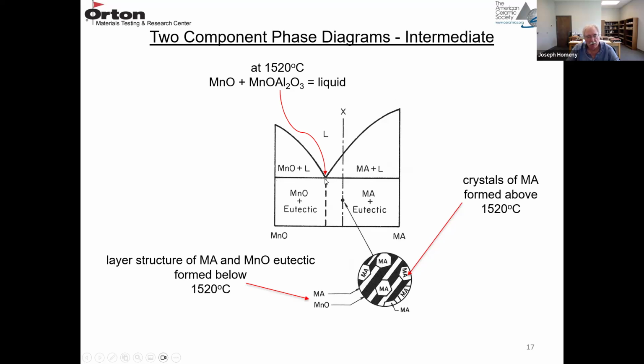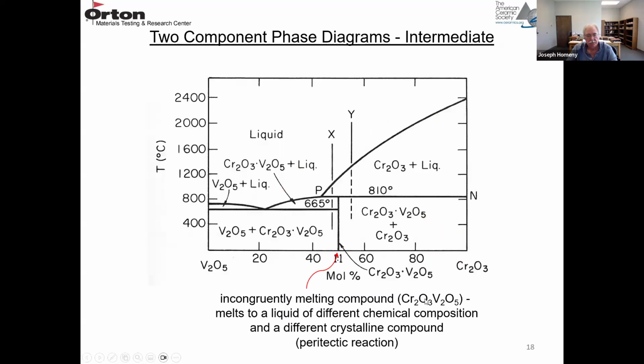And then when we get to the eutectic, we develop one of these layered type structures, alternating layers of Ma and MnO, and that's below 1520. So this is what the microstructure would look like: the initial crystals of Ma that first form, and then the alternating crystals of Ma and MnO. That was a phase diagram with a congruently melting compound.